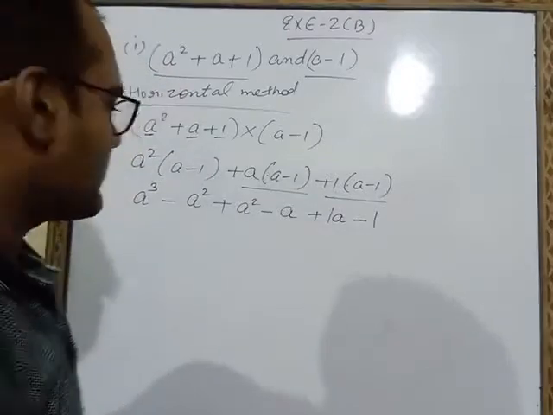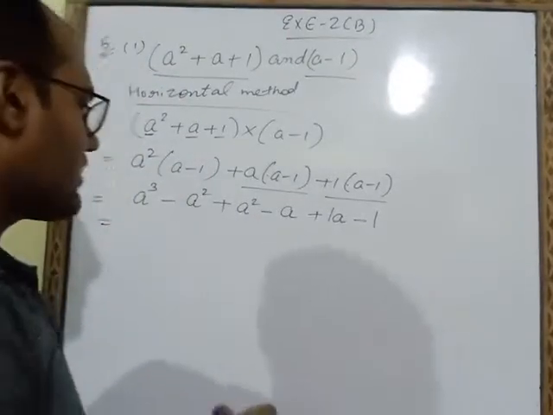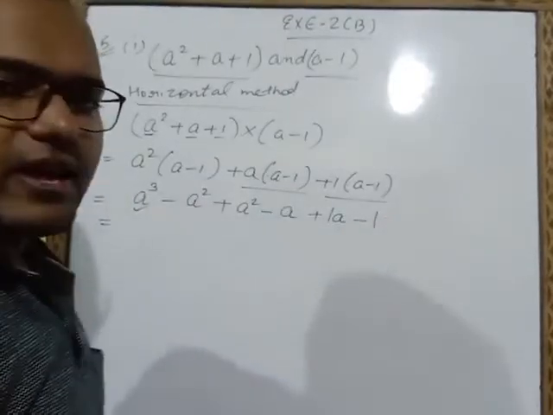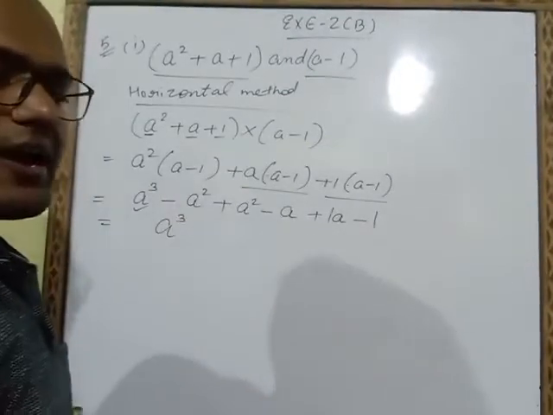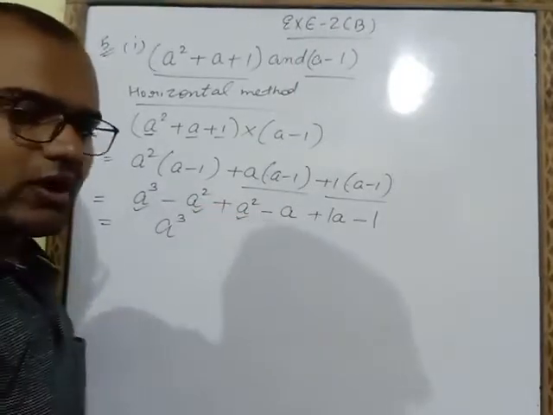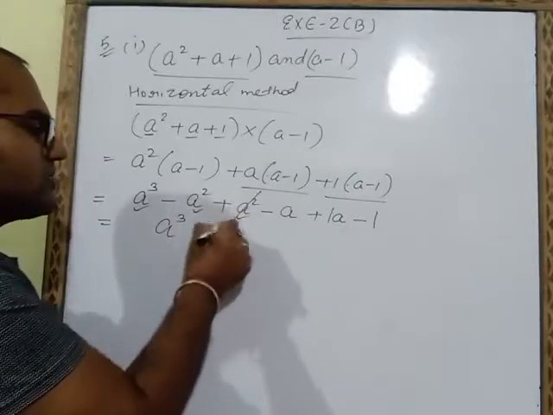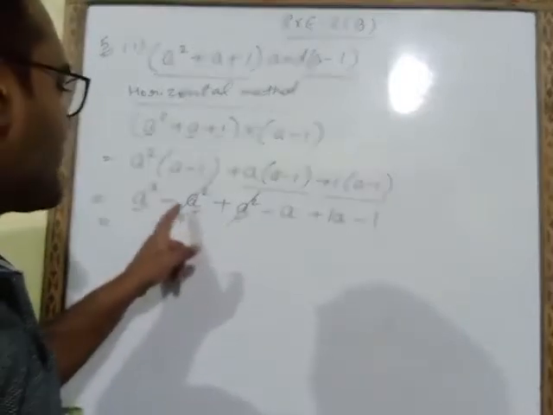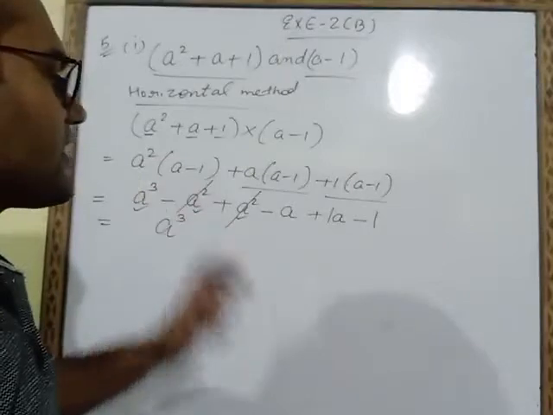Now in the next step, we have to solve like terms together. This is a cube. No other term has a cube, so we will write it as it is. Now we will take another term, a square. This is a square, and this is also a square. This is minus a square and this is plus a square. So these two will get cancelled because they are exactly the same, and one has a minus sign and the other has a plus sign. That's why these two will get cancelled.